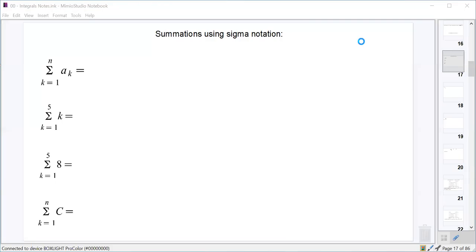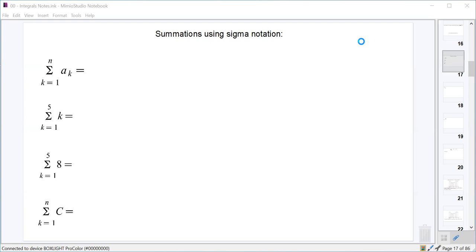Today we're going to talk about how to do summations using sigma notation. This is going to be important, a short little topic that we need to use in order to work out some integrals before we're able to learn some bigger rules for integrals.